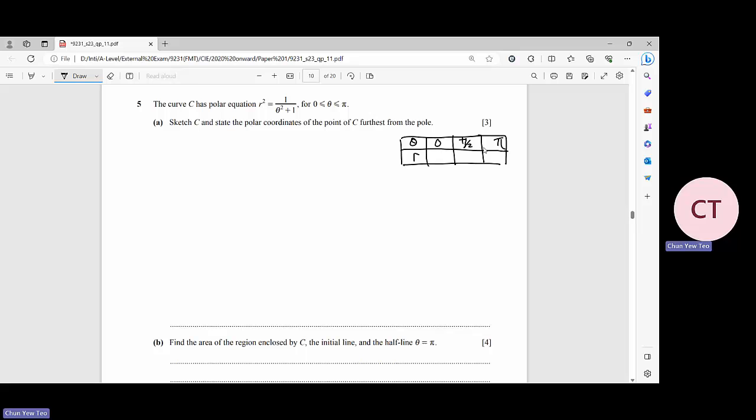Okay, so you can just use your calculator. If you put 0 inside, you will get 1. We only consider R positive. So another one, it will be pi over 2 square. Just use your calculator. Then you square root it, 0.54. And this one is pi square plus 1, 0.30.